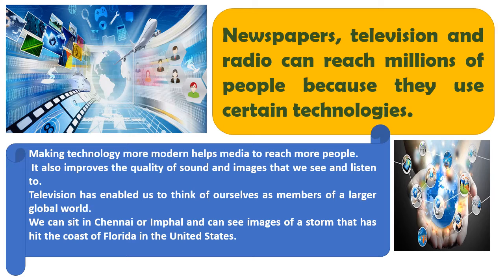Here, let us see that newspapers, televisions, and radio can reach millions of people because they use certain technology. So, when media uses technology, it becomes dependent on technology. Making technology more modern helps media to reach more people. It also improves the quality of sound and images that we see and listen to.